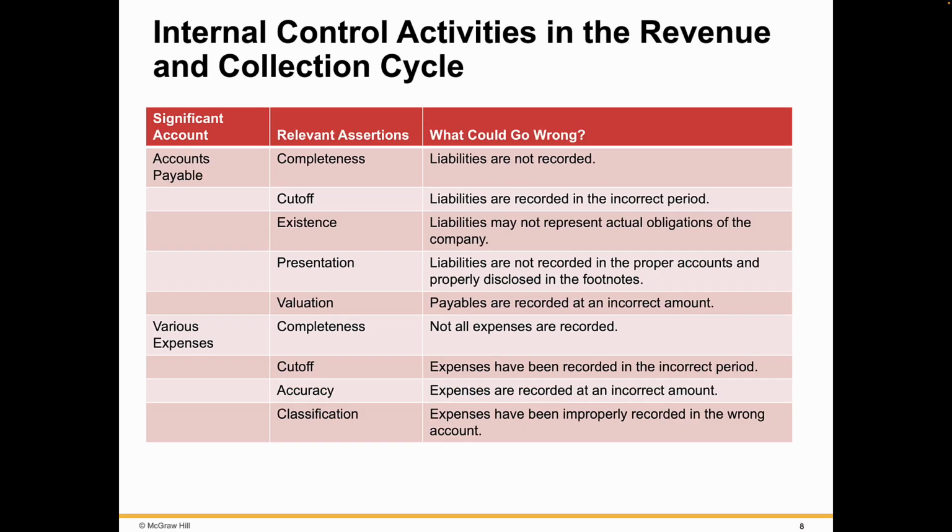And then we have here our internal control activities that we're talking about. And basically we have our accounts payable and our expenses, the relevant management assertion, and what could go wrong. So typically with accounts payable, the liabilities are not recorded, or they're not recorded in the correct period, or they don't present the actual obligation of the company, or they're not recorded in the proper amount or disclosed in the footnotes. Whereas with expenses, same thing, right? Not all expenses are recorded, or not in the correct period, or with the wrong amount as well.